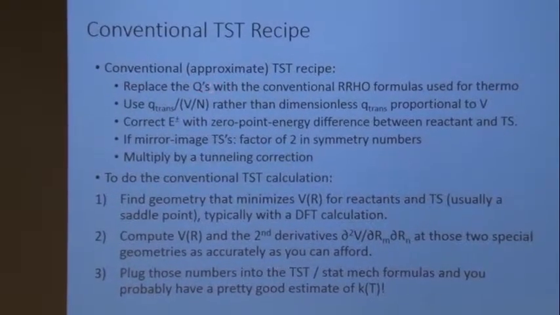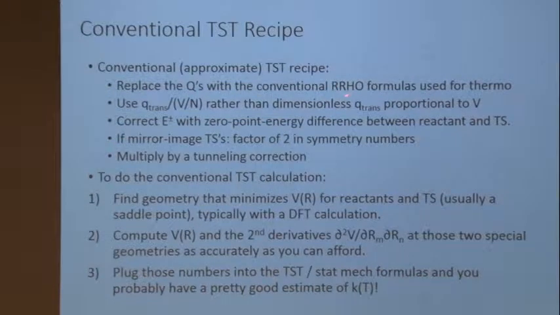And it turns out the transition state is the way to do it. There's a method called conventional transition state theory. And this is the way everybody does it, basically. And here's the recipe. First of all, you get those Q's I had in my equation from classical mechanics, and I replace them with my normal rigid rotor harmonic oscillator formulas that I already showed you for the thermochemistry. Just use the same formulas as I did for thermochemistry.